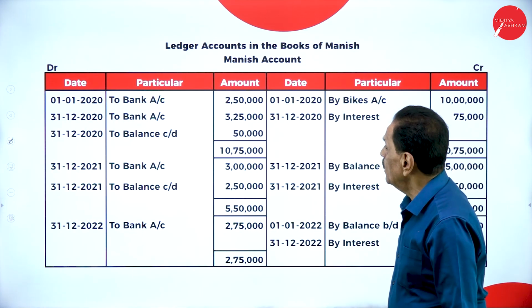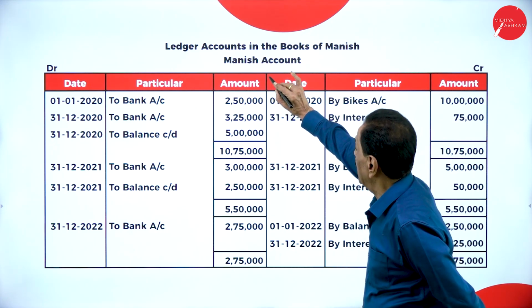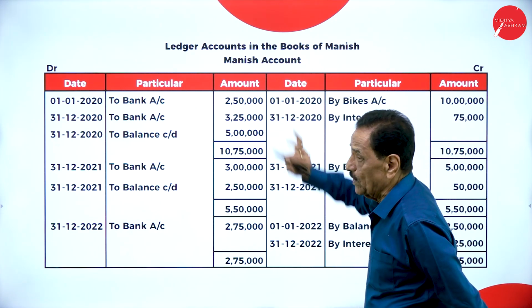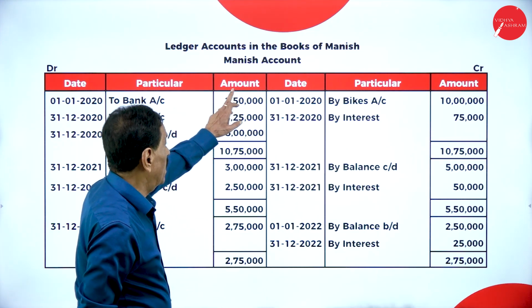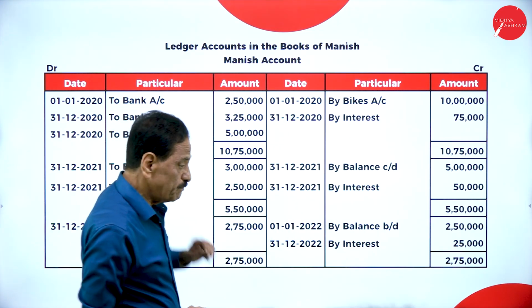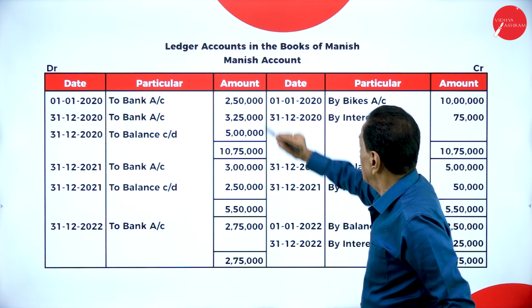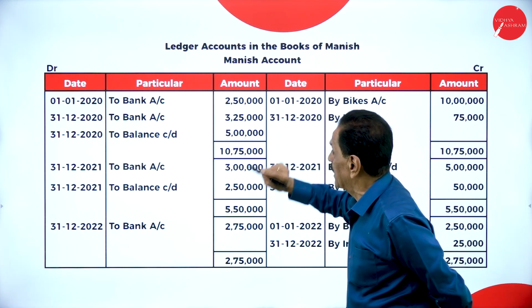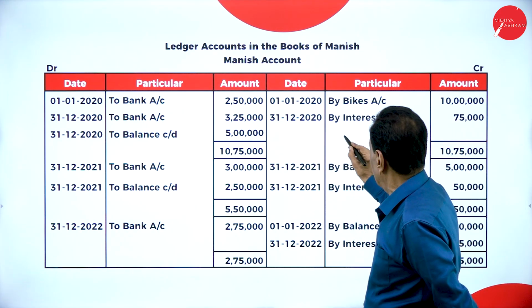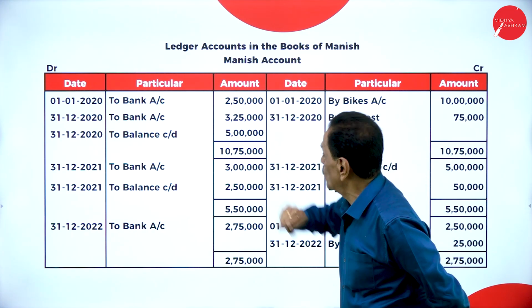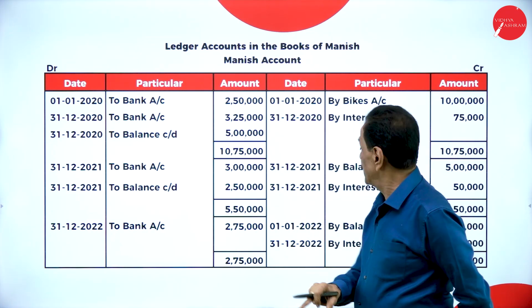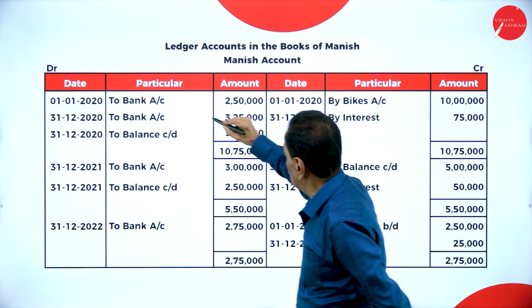Now, you move on. You are preparing the ledger account in the books of Manish. Manish account. He purchased the bike. Bike's account debit to Manish account, 10 lakh. How much down payment is made? Manish account debit to bank account. This is the down payment. Interest of this year: interest account debit, Manish account. Manish to bank account, 2 lakh 50 plus 75, 3 lakh 25,000 is going to be paid.